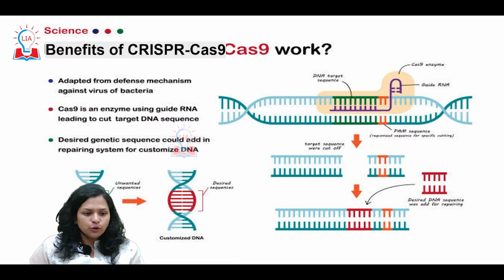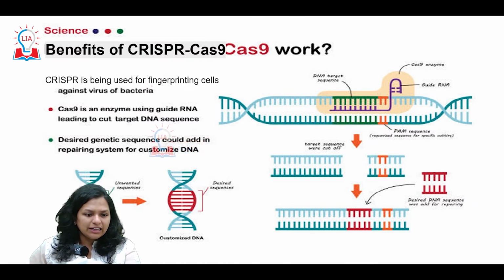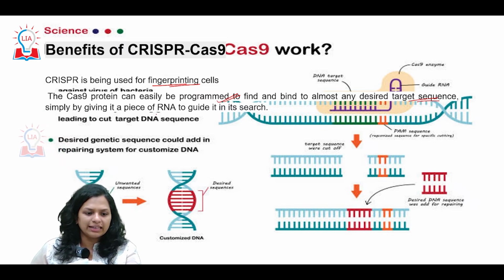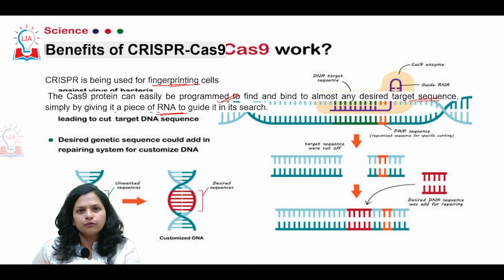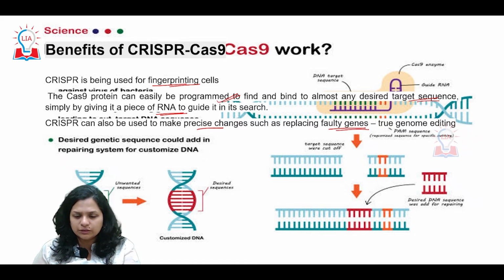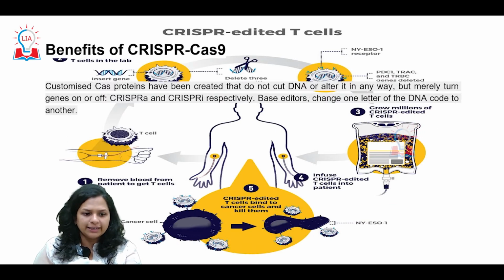The benefits also go to the extent that we can use it for fingerprinting the cells. These particular proteins can also be programmed to find and bind to almost any target sequence, all right, so that we can give a piece of RNA for its search. This particular CRISPR technology can also be used to make changes and replace any kind of faulty genes which are there, and bring in genome editing.